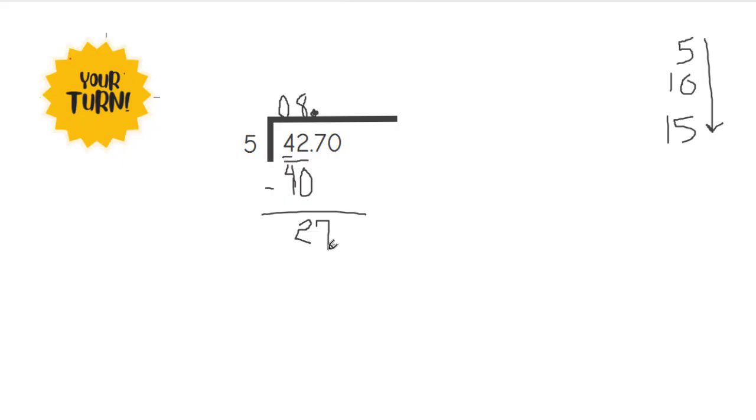27 divided by 5. Count by 5s. 5 times 5 is 25. And then we have 20 left. 5 times 4, count by 5s, is 20. Your answer is 8 and 54 hundredths.